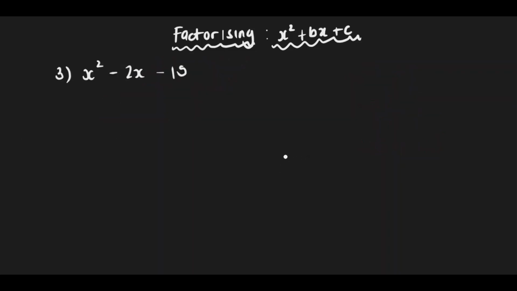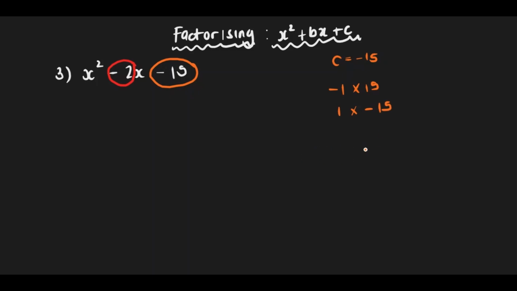So now let's look at example number 3. We have x squared minus 2x minus 15. As I said, we look at C to get our factors, our two brackets, and we look at B, which is -2. We know that C is equal to -15, so we need to find the factors of -15. The first factors are -1 multiplied by 15, and the second one is 1 multiplied by -15.